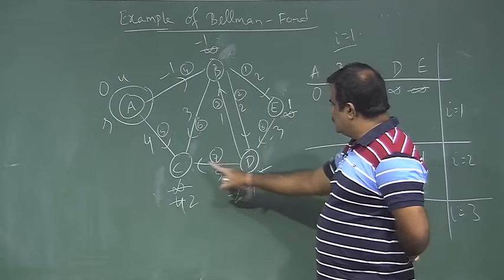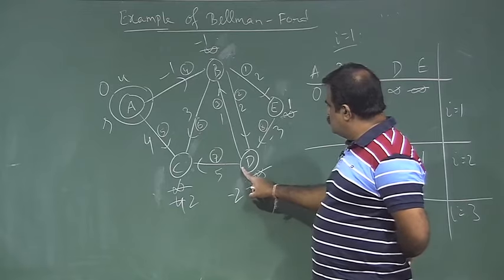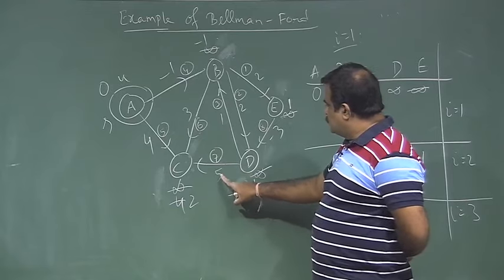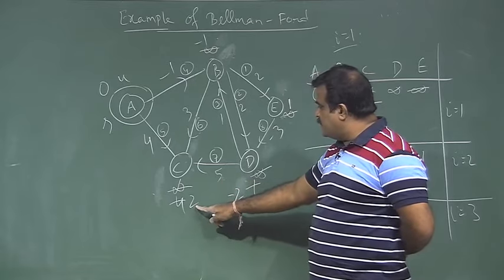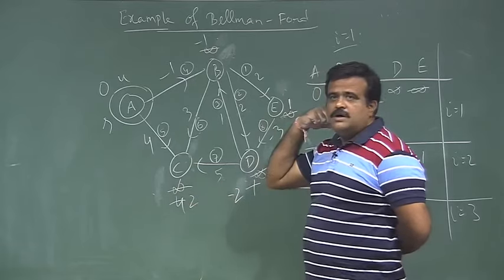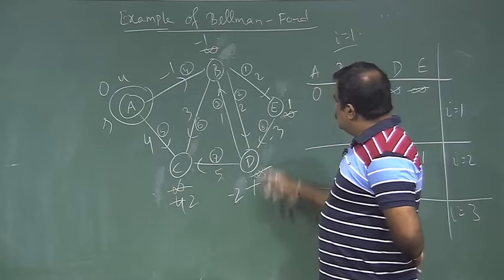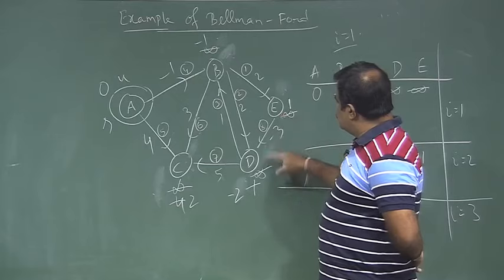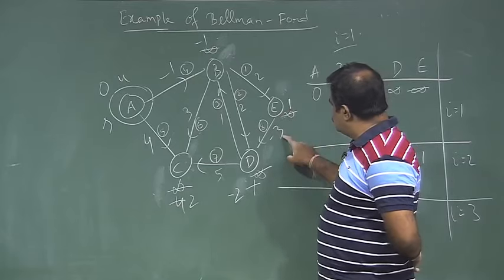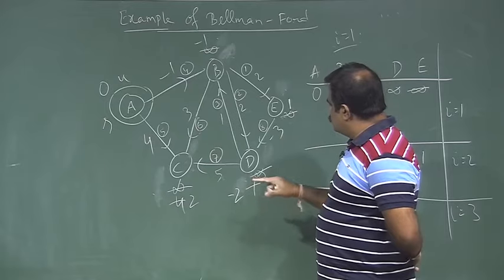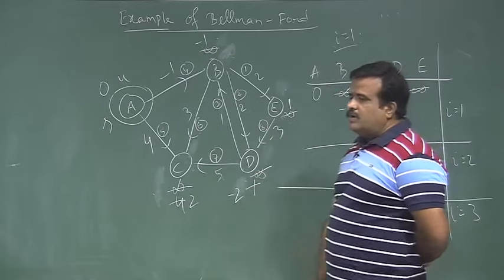Then number 7 is this one. So minus 2 plus 5, so 3. 3 is not better than 2. So there is no further relaxation required for this vertex v. So number 8 is basically this one, u to v. This is 1, this is minus 3, so minus 2, which is the same as this. So no further relaxation is required.